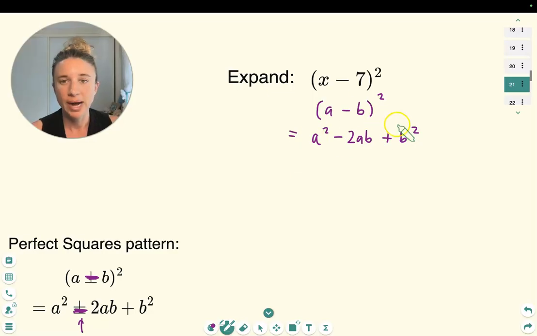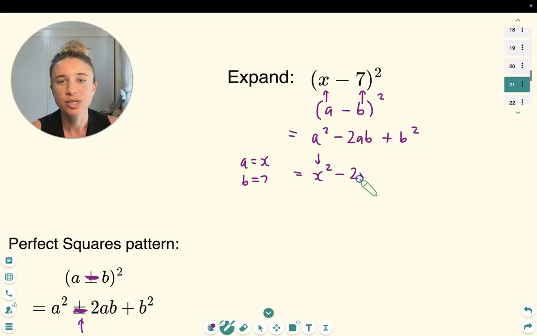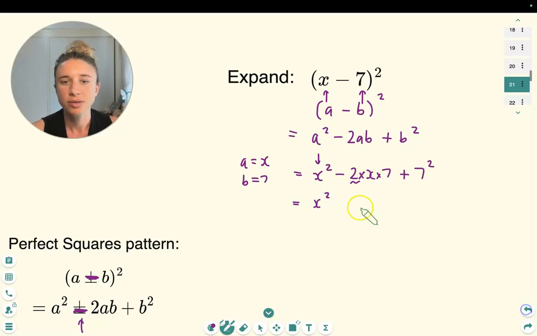Now, we've got our pattern and we need to just align it. We're going to say, okay, a is x and b is 7 in that case. And then we are just going to substitute. A is x, so we're going to have x squared take 2 times a times b, so 2 times x times 7, plus b squared, 7 squared. Now let's simplify that a bit. x squared take 2 times 7, which is 14, x plus 7 squared is 49.